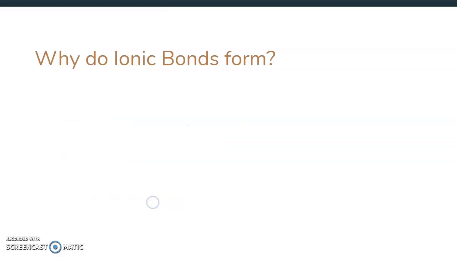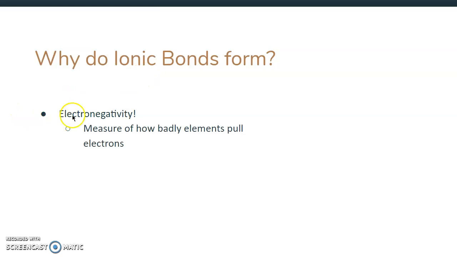And then the big question is, why do these types of bonds form? The whole explanation is because of electronegativity. Remember, we talked about this when we did the different rankings of things. We talked about electronegativity, which was the measure of how badly elements pull on electrons. So we said that things with a high electronegativity would take electrons or want electrons to be closer to them than other elements.